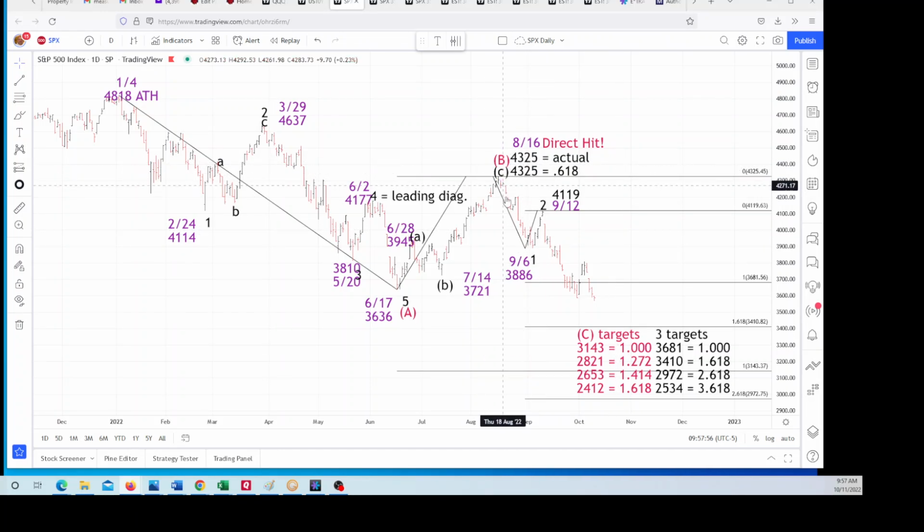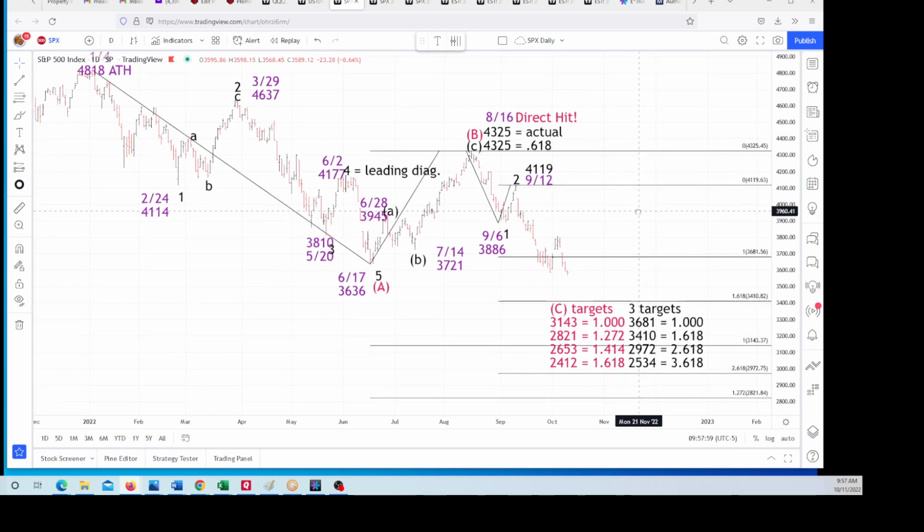Again, like the Qs, we have a 1 down and a 2 up. Okay, there's the 3 targets. You can see 3681 was where it gained equality right here, and it went past there. So did it end here, and then this was 4 and this is 5. I'm going to allow for 3 to make the 1.618 down there at 34.10. You can see the targets there.